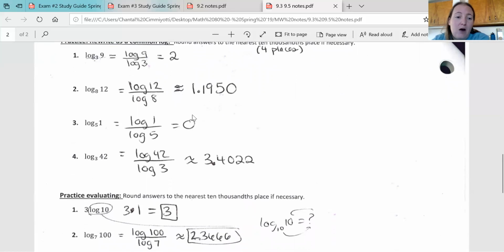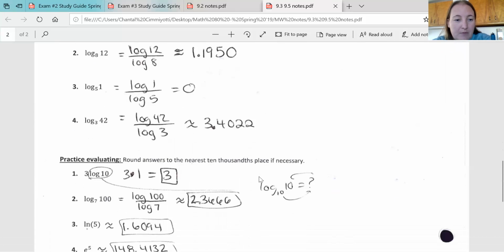Again, 5 to what power is 1? Well, anything to the 0 power is 1, but you can also do log 1 divided by log 5, and you'll get 0. Here, log 42 divided by log 3, 3.4022 when rounded to the nearest 4 places.